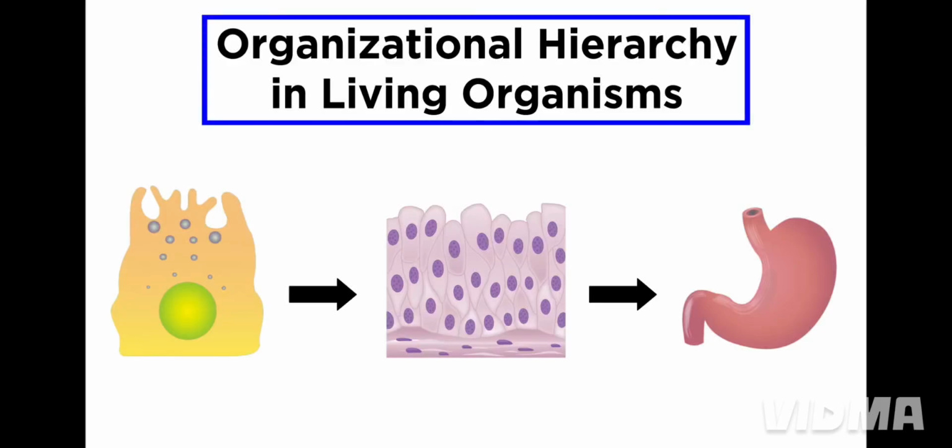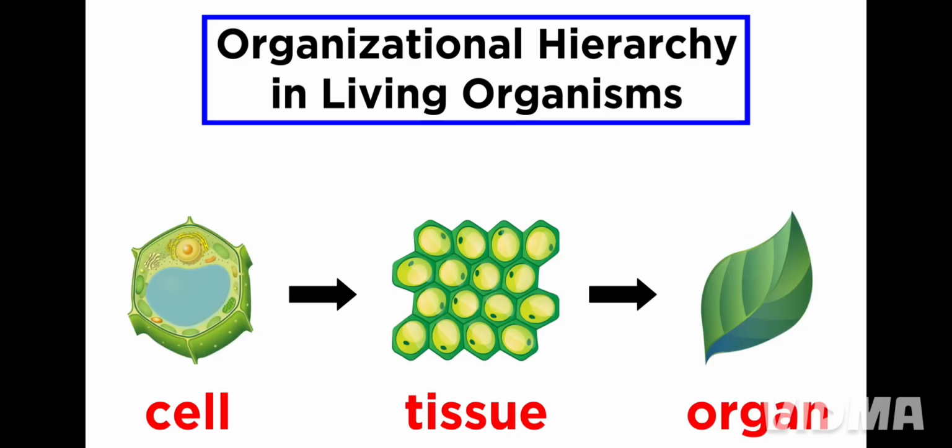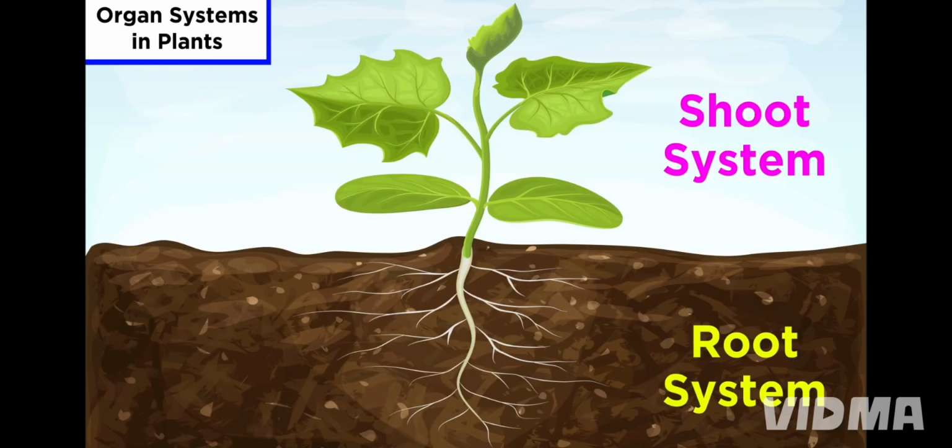In the study of human anatomy and physiology, life begins with cells, which can then organize into tissues, which can then assemble into organs and organ systems. And this organizational hierarchy applies to plants just as it does to humans. In plants, especially vascular plants, there are two organ systems. Those are the root system and the shoot system.